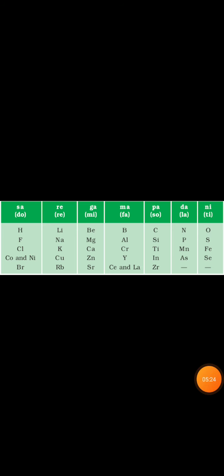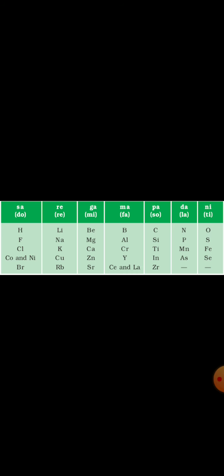So we start with lithium. Lithium will have similar properties to sodium. If you consider lithium as the first element, then beryllium will be second, boron third, carbon fourth, nitrogen fifth, oxygen sixth, fluorine seventh, and what is eighth? Eighth will be sodium, Na. So every eighth element will have properties similar to the first.